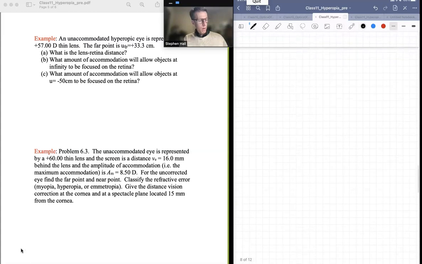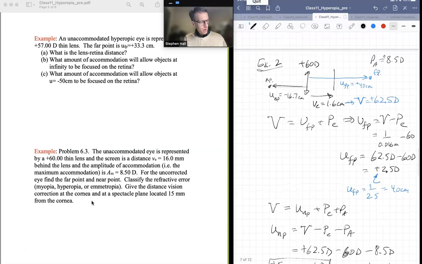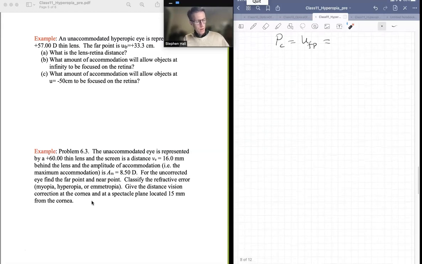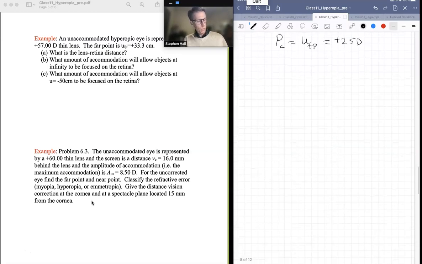Okay, so now it asks us to find the correction for a contact lens and then for a spectacle lens. So we know that the contact lens correction is just the divergence of the far point. And if we look back here, we see that our far point divergence was plus 2.5 diopters. So we know that the contact lens is going to be plus 2.5 diopters, which is appropriate for the hyperope that we said this was.